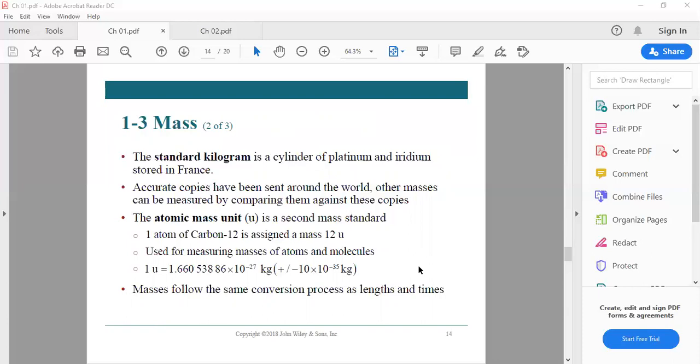And then you can see the plus or minus factor there of, the range of kilograms that could be measured in. And if you're going to do the same conversion process for lengths and times, masses will follow that same convention.